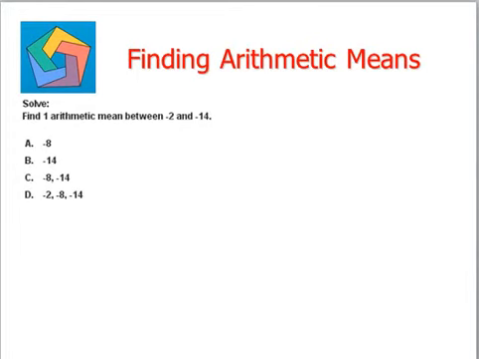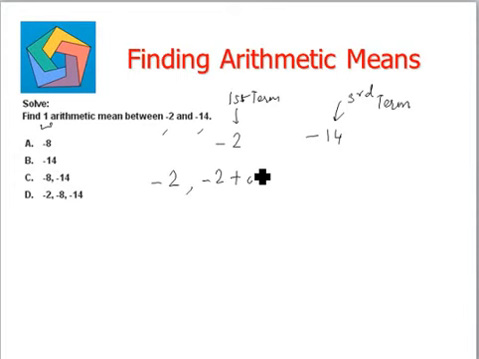Moving on to the next question. Find one arithmetic mean between negative 2 and negative 14. So this is the first term, and since we have to find one arithmetic mean, including the first and the last term, this becomes the third term. Again, using the common difference d, the first is negative 2, the next term would be negative 2 plus d, and negative 2 plus 2d is the third term, which is equal to negative 14.